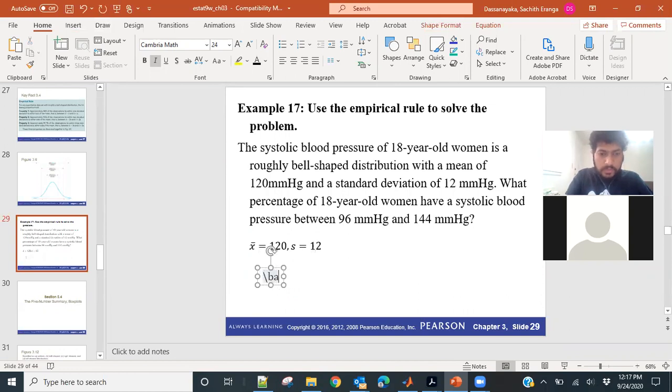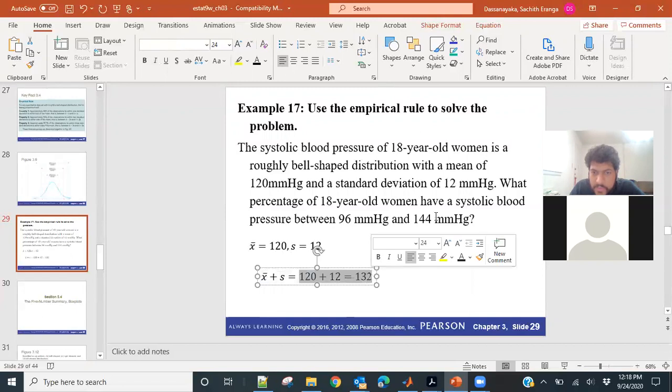So x bar plus s is how much? 120 plus 12, which means 132. Okay, does this value 132 equal 144 or 96? No.